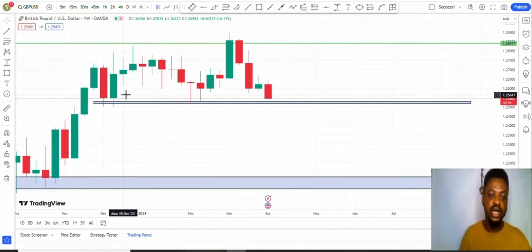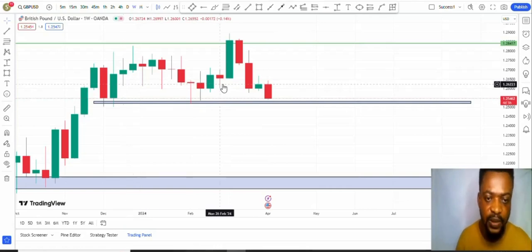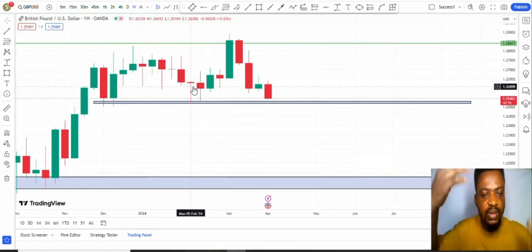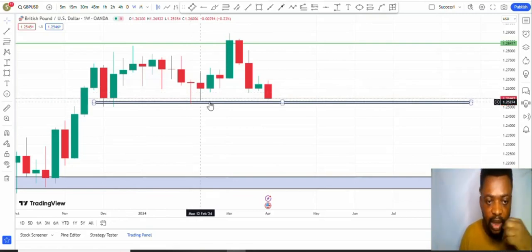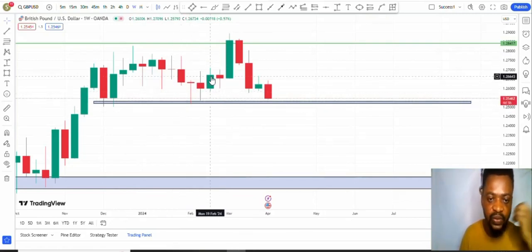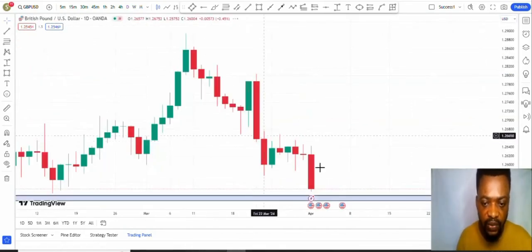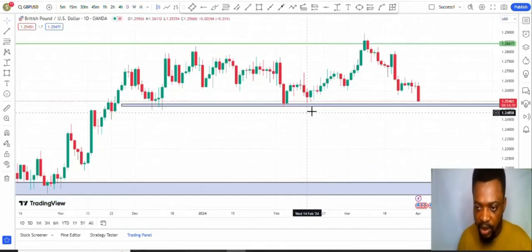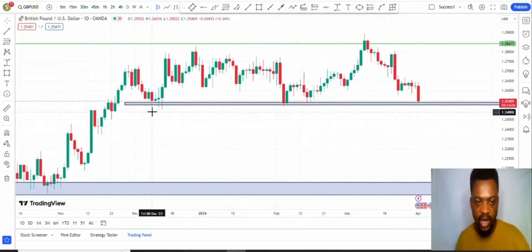So this is GBPUSD, and you can see, guys, it's just sideways, with too many dojis and spinning tops. You understand what I'm saying, right? So let's go to the daily time frame. We are also here from the daily time frame.